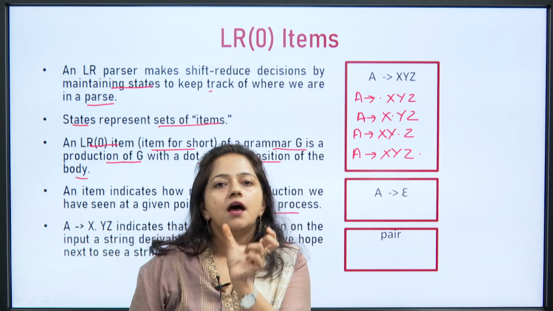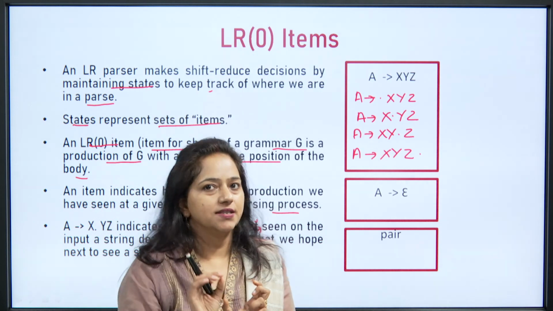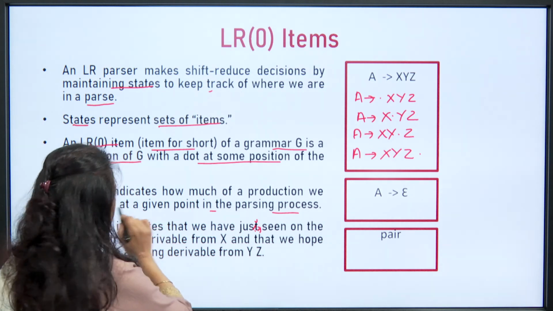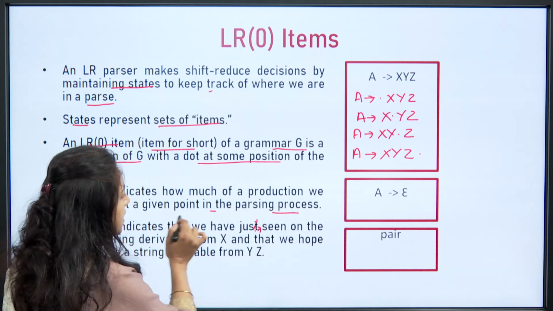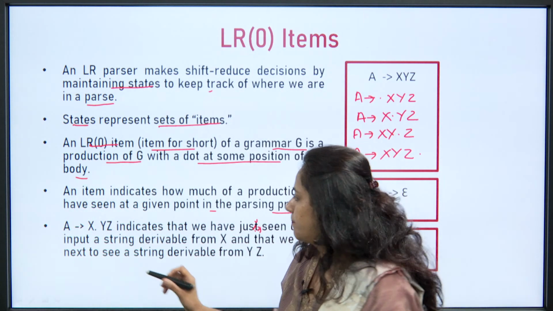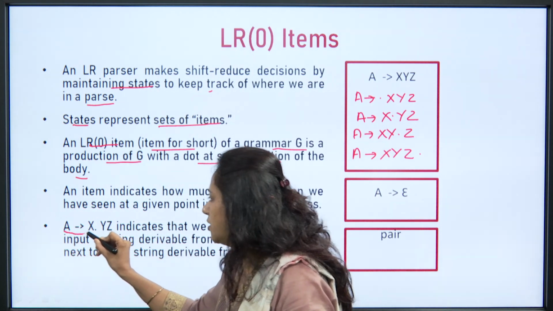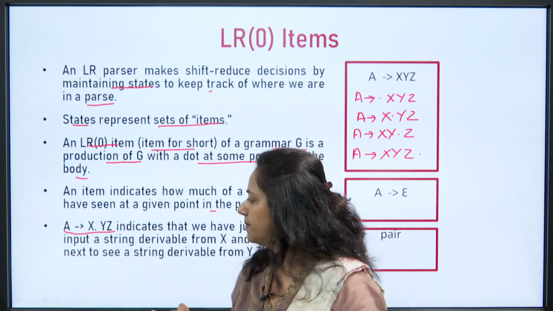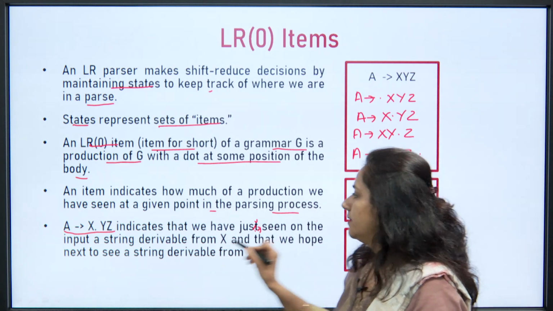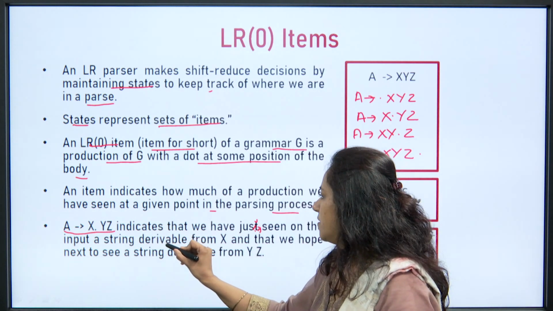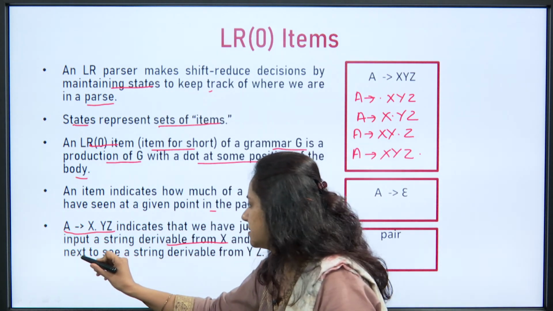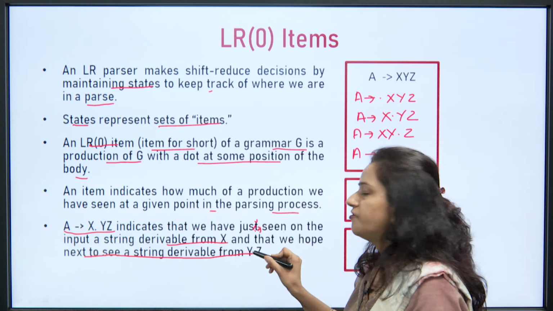It is a production with one dot at some place. Now, this item tells us the production we have seen at the given point in the parsing process. So, suppose we have the item A to X dot Y Z. What is the meaning? This indicates that we have just seen on the input a string derivable from X, and we hope to next see the string derivable from Y Z.